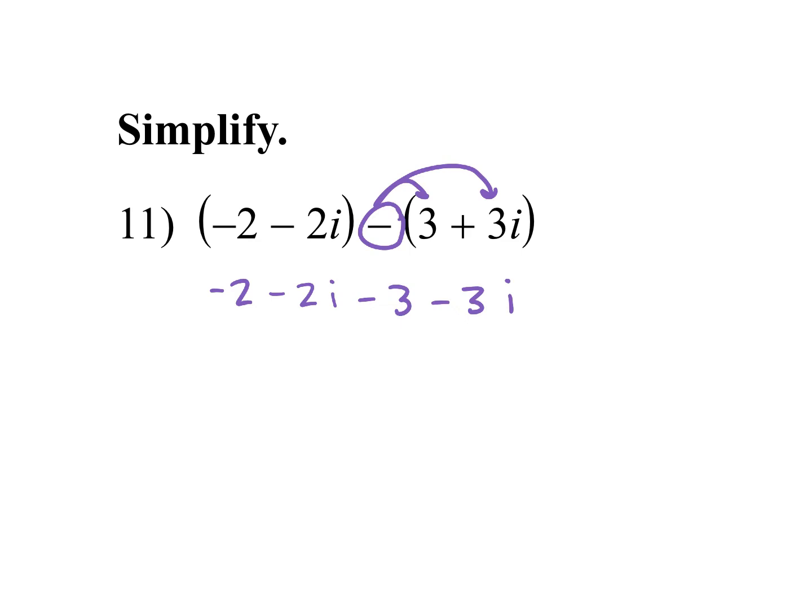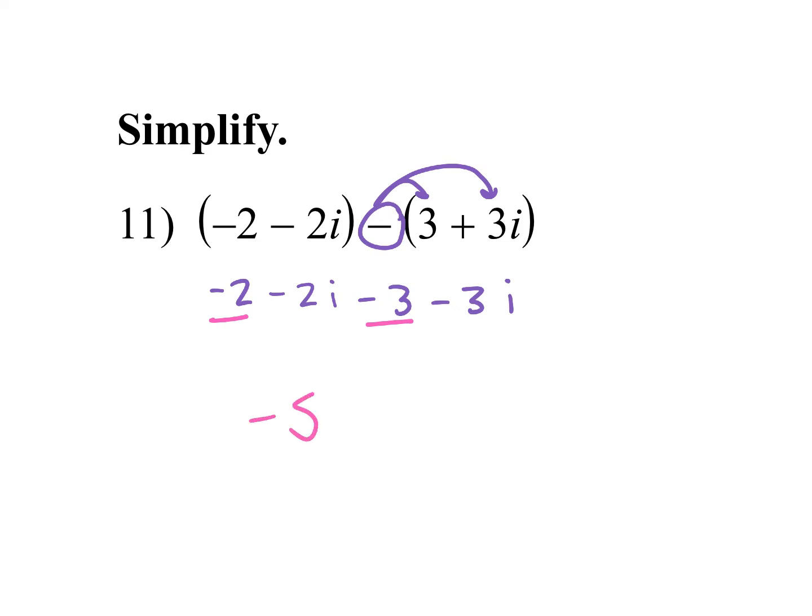You can't FOIL this one because we're subtracting, but when we do the next one, we're multiplying, so then we'll FOIL. Here, when you're adding or subtracting, you just distribute the negative if you have one, and then get rid of the parentheses. What are my real numbers? Negative 2 and negative 3, so the numbers that don't have i's. So what's negative 2 minus 3?